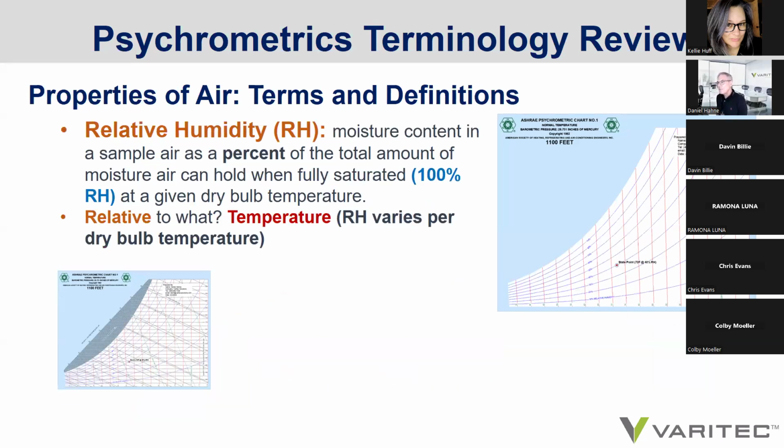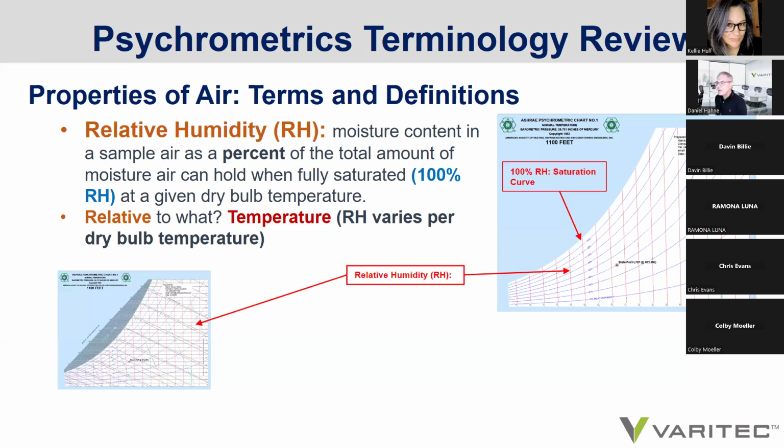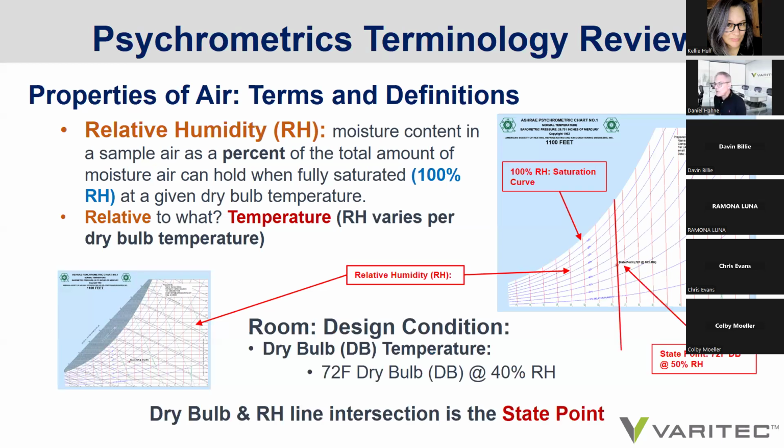There is relative humidity on the psychrometric chart. Relative humidity is defined as the moisture content in a sample of air as a percent of the total amount of moisture air can hold when fully saturated. So what is relative humidity relative to? Temperature, because the temperature or thermal energy in a sample of air determines how much moisture an air sample can hold at that temperature. So the relative humidity lines on the psychrometric chart span from lower left in semi-parabolic curves up to the upper right of the chart.